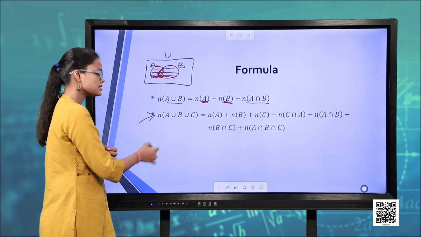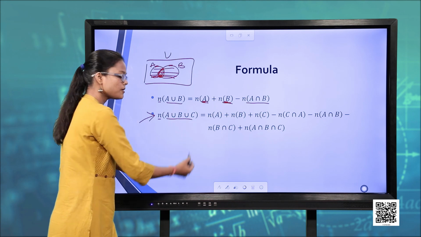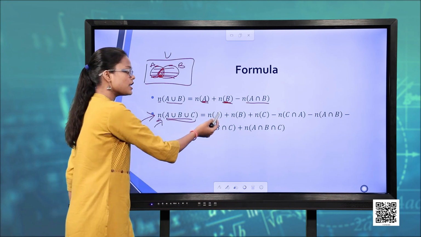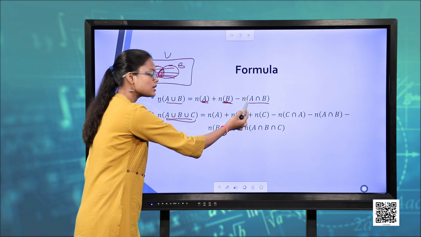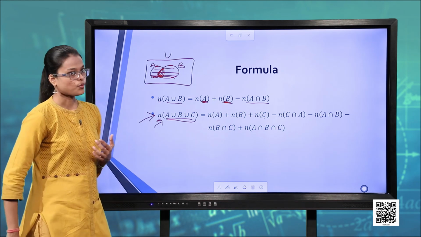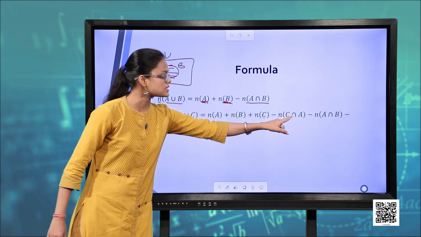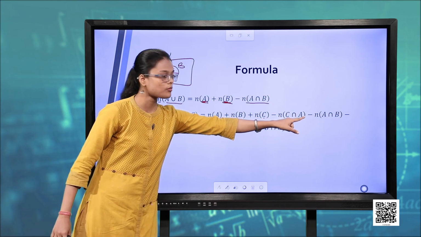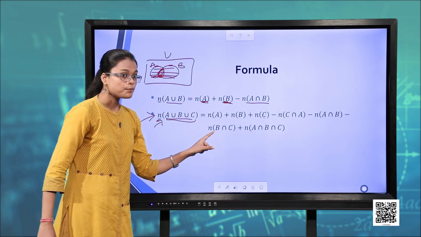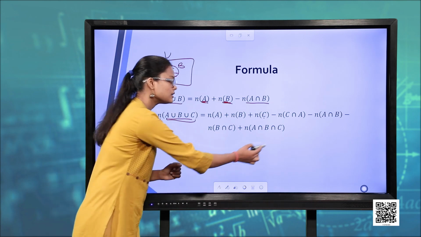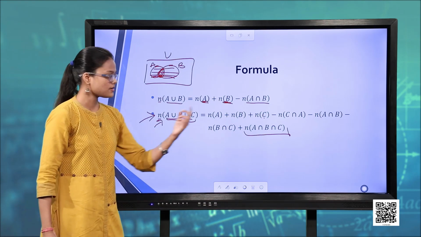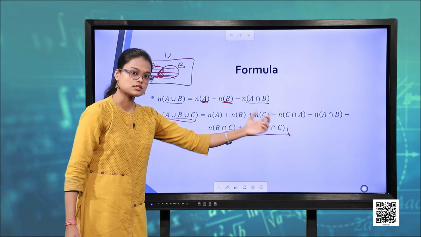If we have 3 sets, then N of A union B union C, where N is representing the number of elements in this set, is equal to number of elements in A plus number of elements in B, number of elements in C, minus the common elements. What is it? Minus the number of elements in A intersection C, minus the number of elements which are common in A and B, so A intersection B, minus the number of elements which are in B intersection C, plus the number of elements which are common in all the 3 sets, which is A intersection B intersection C.